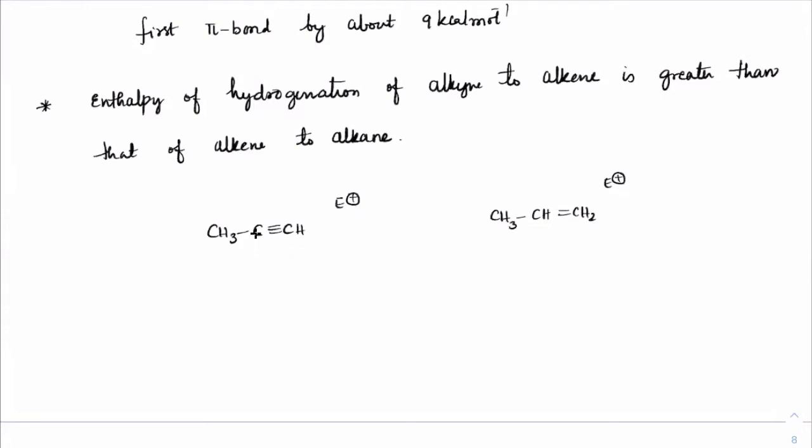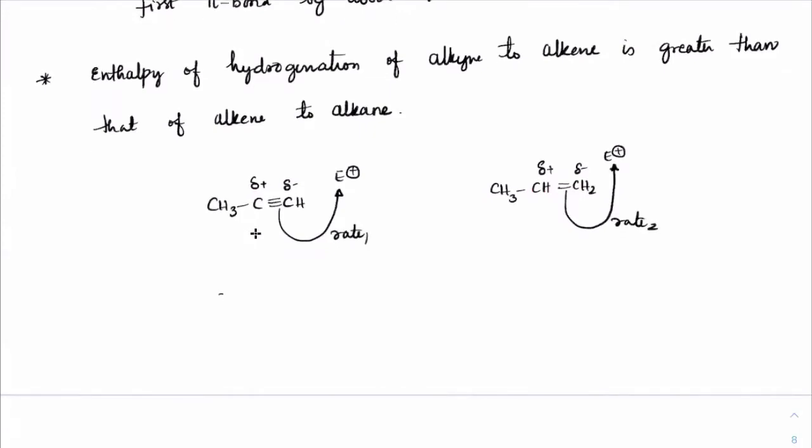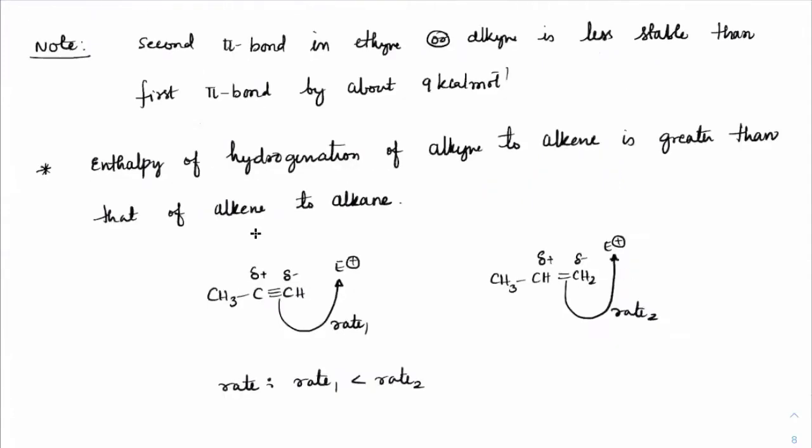Remember the electromeric effect? In the electromeric effect, we learned that this will get delta positive, delta negative, and the electrophile will attack. But this polarization is not easy in the case of a triple bond as compared to the polarization here. Correct? So polarization is much easier here. So that's why the attack here would be at a much faster rate compared to this one. So if this is rate 1 and this is rate 2, if you compare the rates of both of them, rate 1 would be less than rate 2.